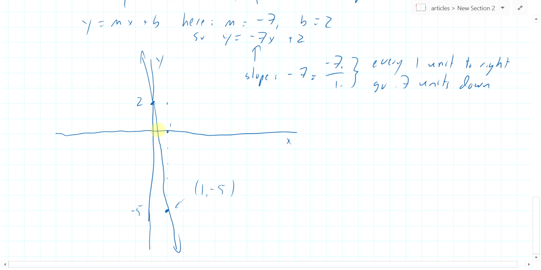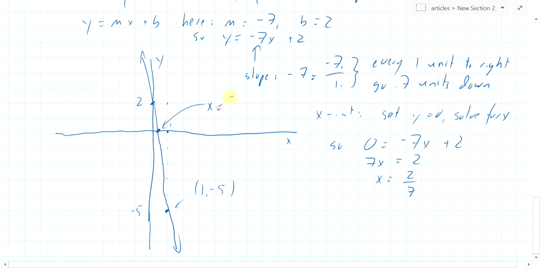What's the x-intercept? Where does it cross the x-axis? Well, x-intercept, set y equal to 0, solve for x. So, 0 equals minus 7x plus 2. We just set this y here equal to 0 and then solve this for x. We'll add a 7x to both sides and then divide. And so that's x equals 2/7. That's my x-intercept.